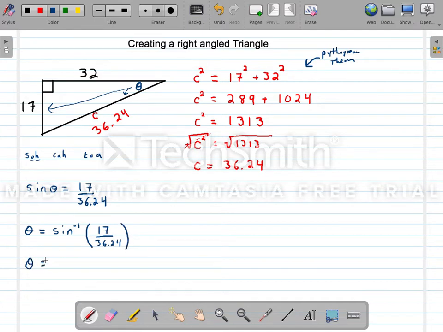So we're going to grab our calculator and just put in those numbers. So finding that sine inverse button, putting in sine inverse on your calculator, then 17 divided by 36.24. And depending on your calculator, you're either going to press sine inverse first and then put in this ratio, or on some calculators, you have to first do the ratio and then press the sine inverse. So make sure you're familiar with how the calculator you'll be using works.